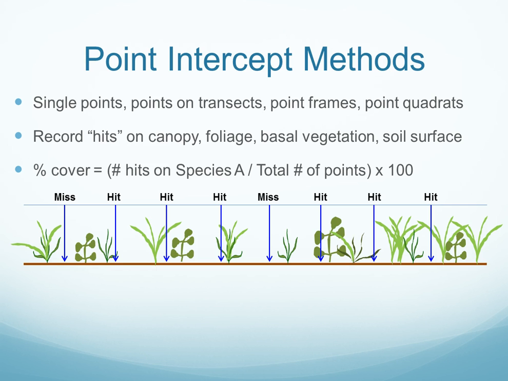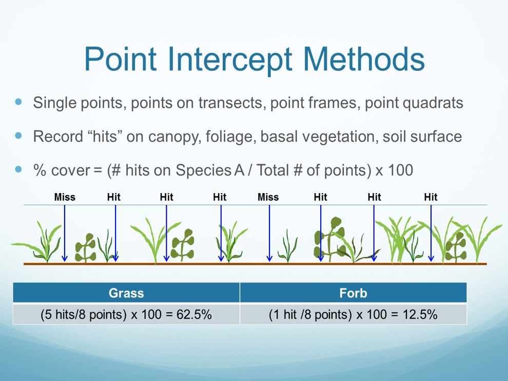The percent cover equals the number of hits on a particular species divided by the total number of points that were measured. We multiply by 100 to convert this to percent cover. In the example that we see in front of us, there are 8 different points that were measured along a transect. And this is a very simple system in which there's a grass and a forb.